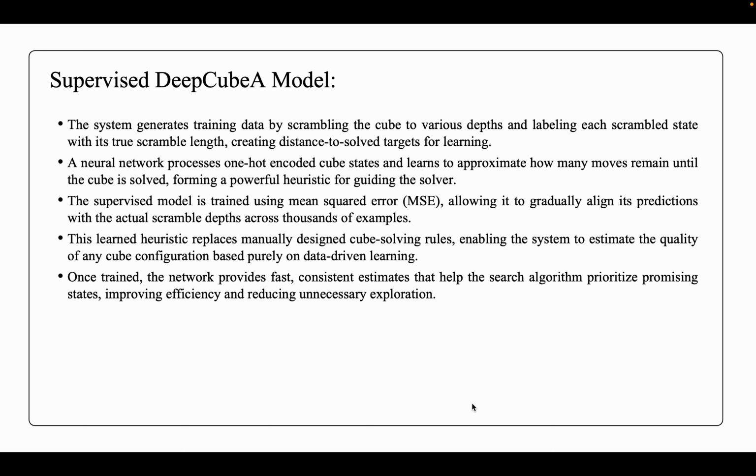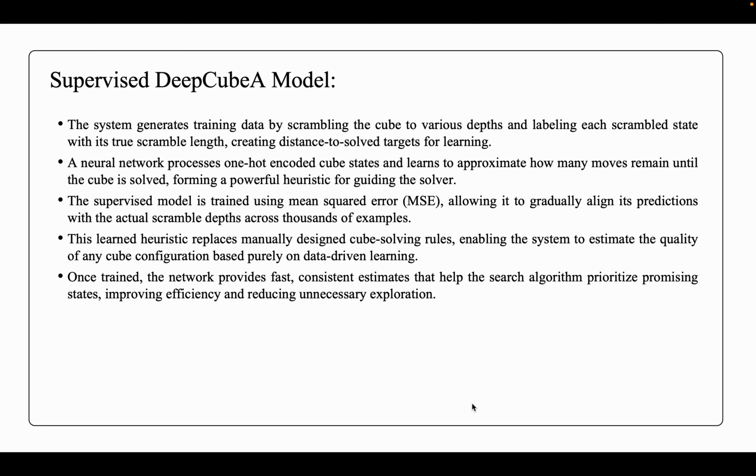Let's now look at the supervised DeepCubeA model. Here we generate scrambled cube states and label them with how many moves were used to scramble them. The DeepCubeA model learns to predict that number, and the predicted value becomes our heuristic for guiding the search.